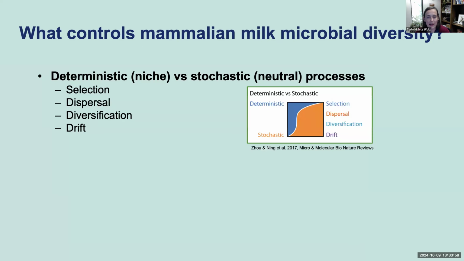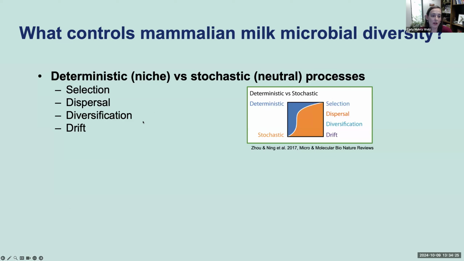Okay, so that's kind of the backdrop to the story of the mammalian milk microbiome. And so what can control this microbial community? We can go way into ecological theory and think about deterministic and stochastic processes. So you have a niche which can be filled by specific organisms, or the communities could just be assembling stochastically. So they could just be these neutral processes.